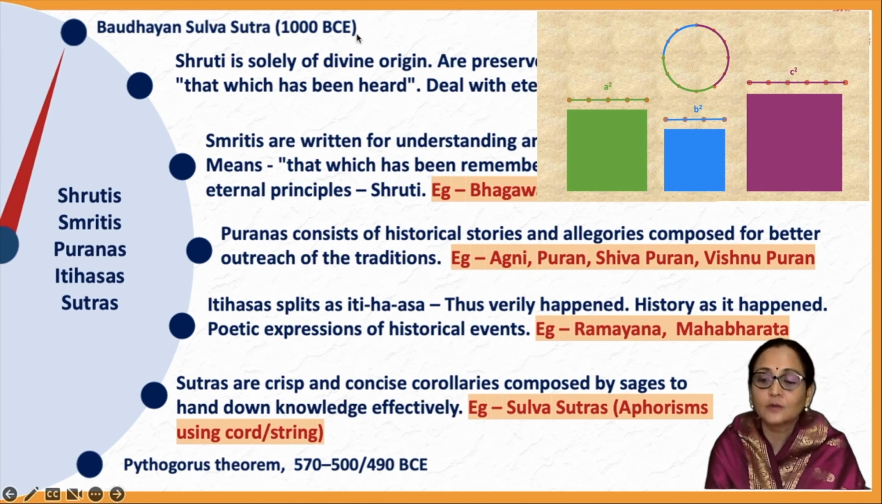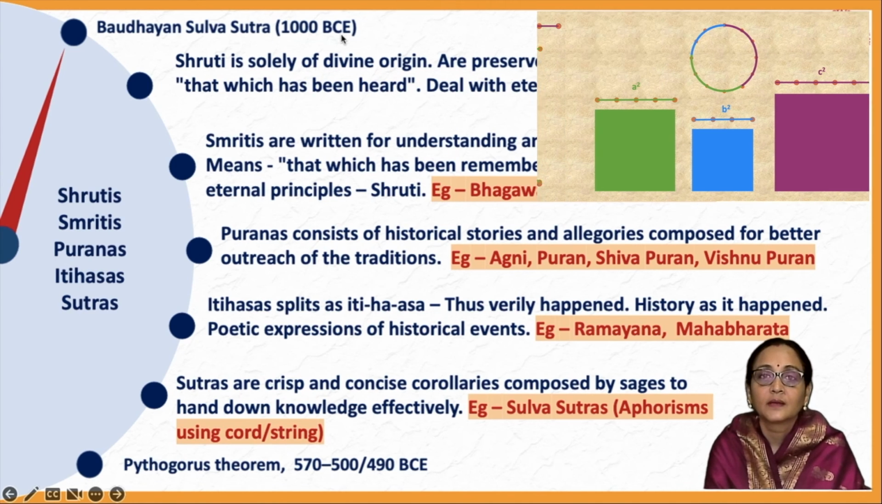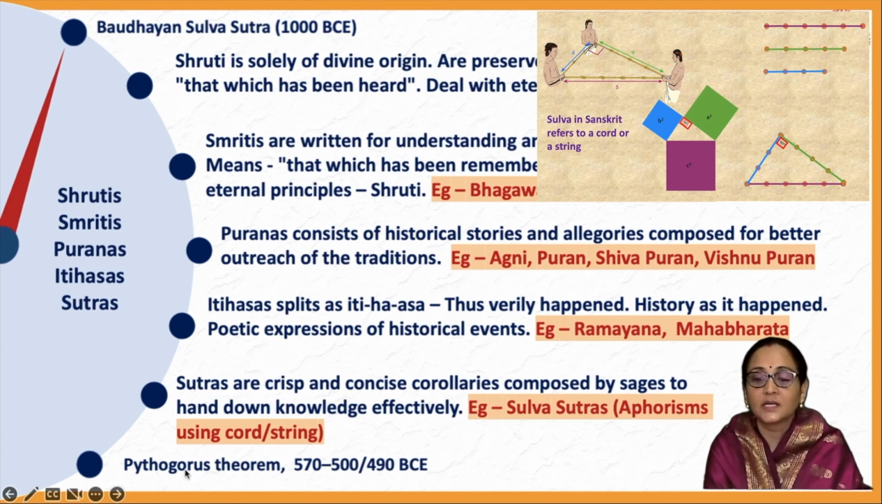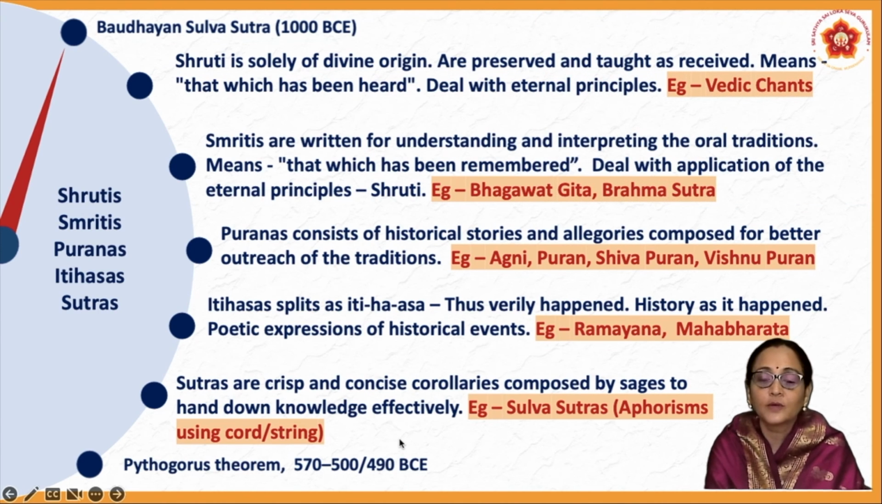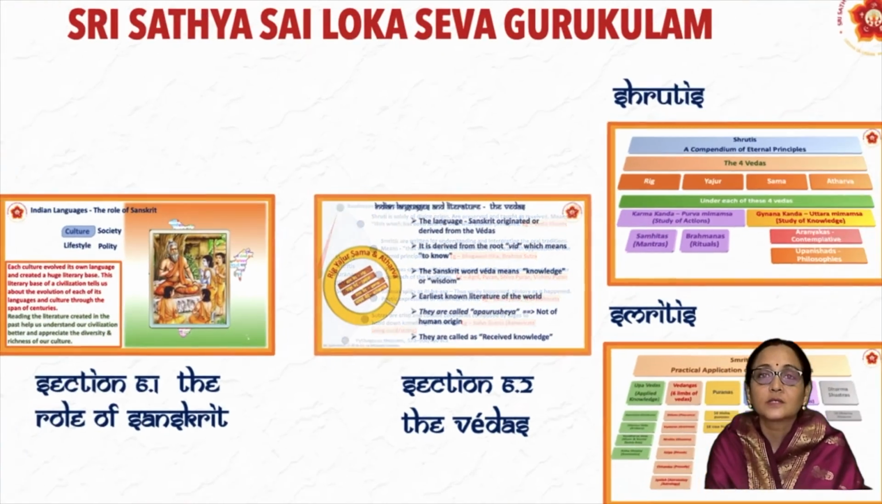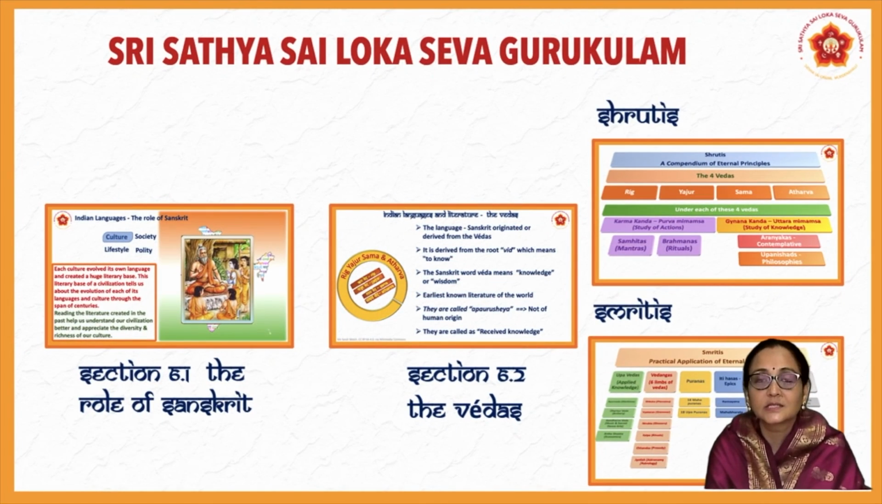Now, what is the date of this Baudhayana Sulva Sutra? It is at least 1000 years before Common Era. Compared to that, what is the date of the Pythagoras theorem? It is 500 to 490 years before Common Era. So you can imagine how ancient our knowledge is. This knowledge is not only for gaining material wealth. It is also about science, mathematics, and the very ultimate final philosophy.